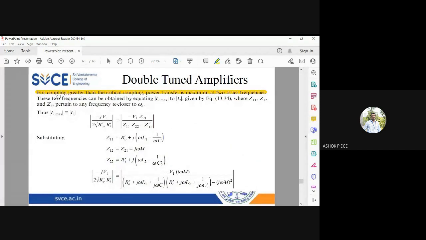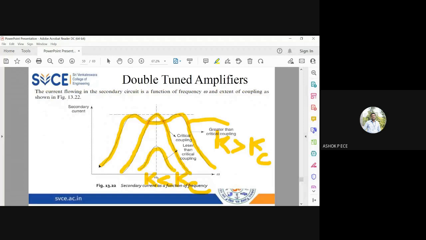So when you operate the device at a coupling coefficient more than the critical coupling, it is experimentally found that maximum power transfer is happening at two frequencies, which was happening at only one particular frequency when the K value is less than Kc. So when you keep on increasing the coefficient of coupling beyond the critical coupling factor, it is found that the power transfer appears at two frequencies.